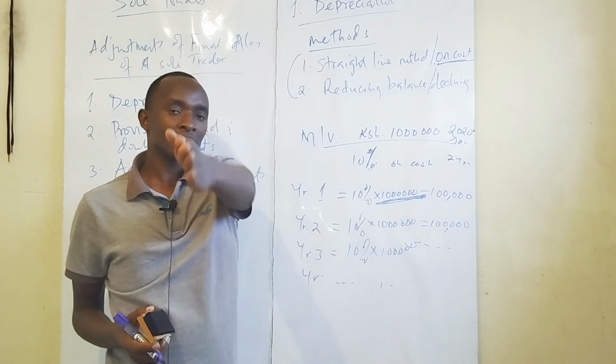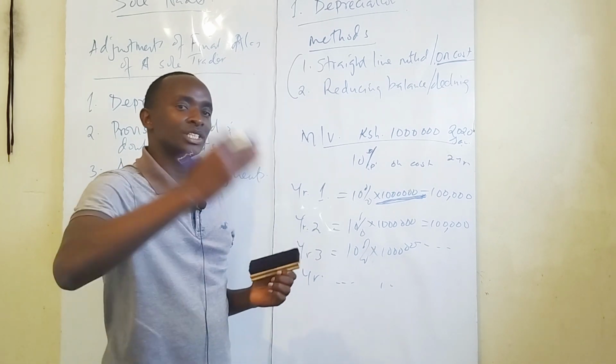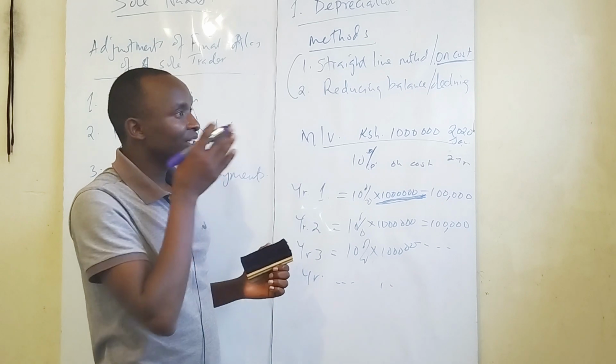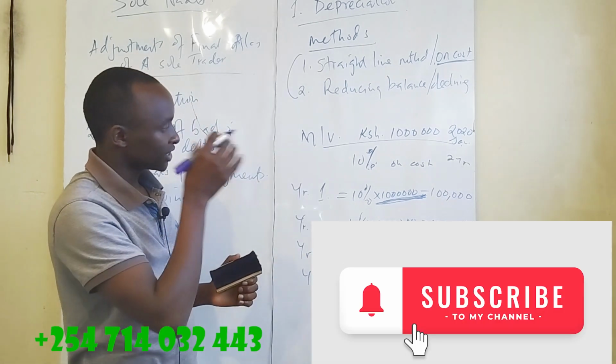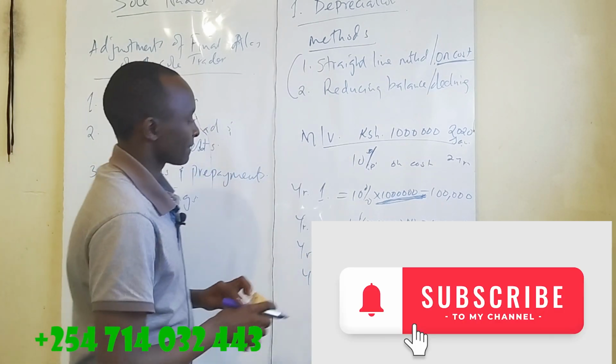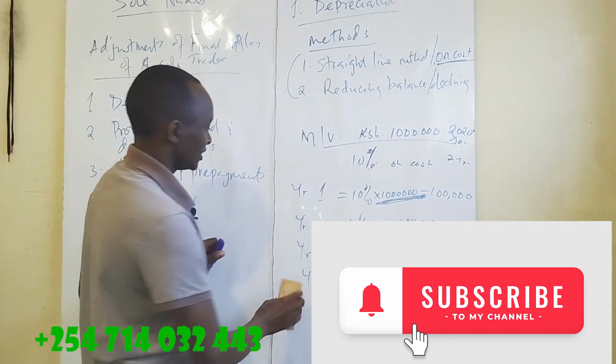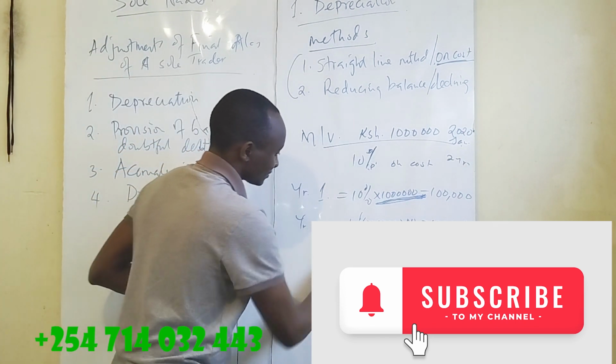Straight line means no changing, should be fixed. I mean fixed depreciation. I want to believe that is clear. Let's look at another one.